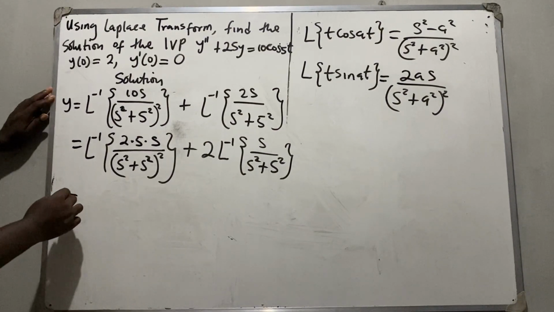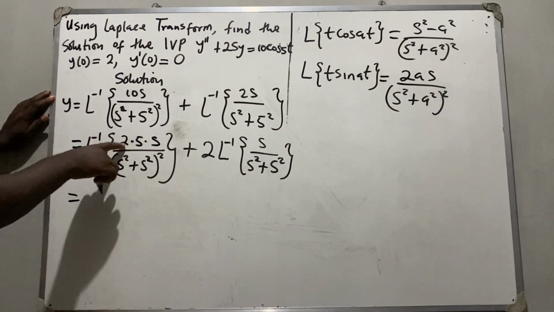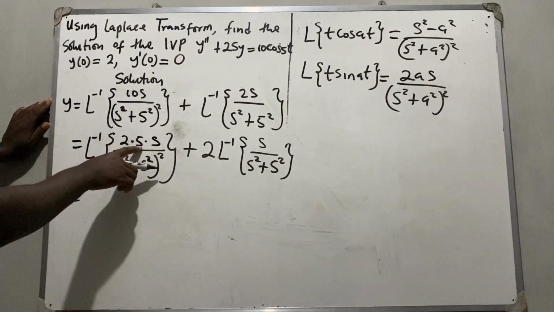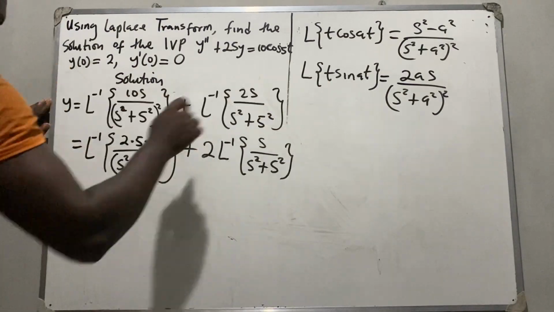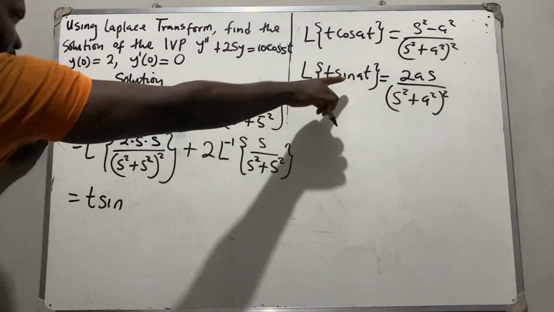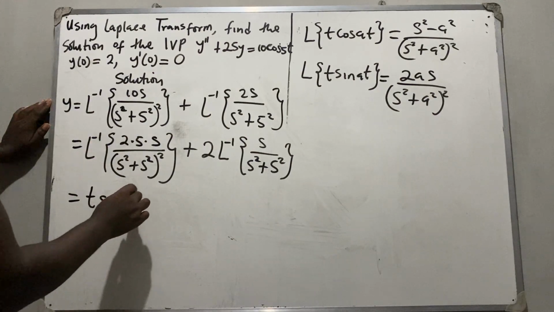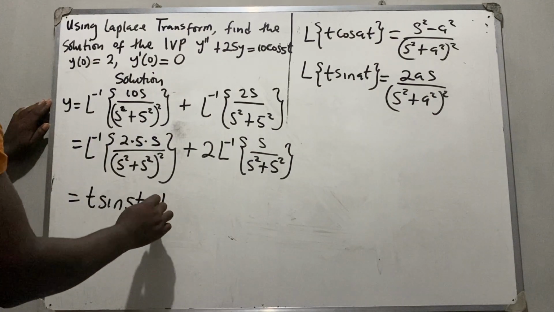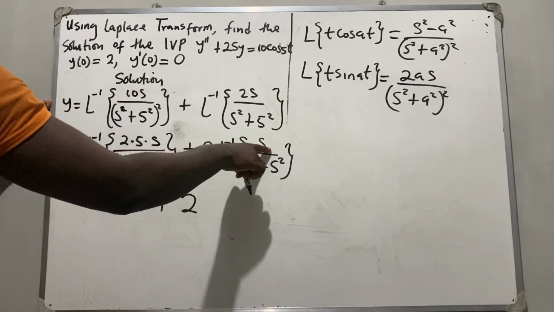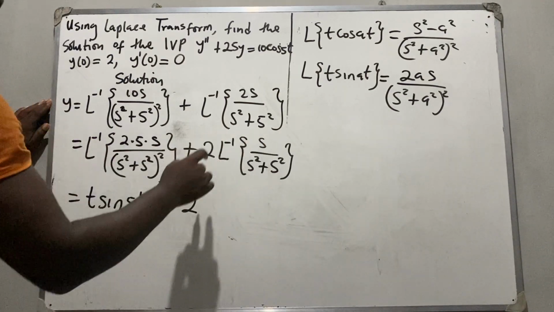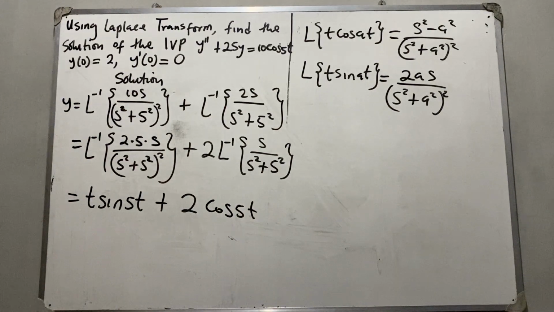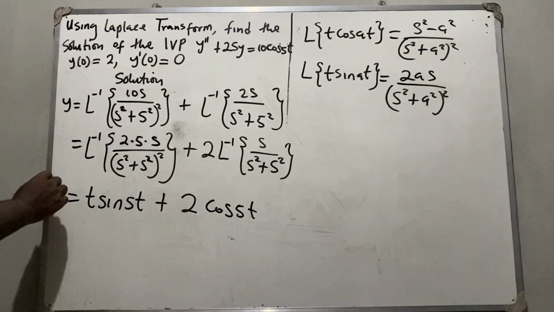And the final answer here is that 2 times a times s. So we're going to have that this is going to be t sine of a, which is 5t. Okay, then plus this one is 2 outside, and you know that cos is one that starts with s, so this one is going to be cos 5t. So that is that, and that is the solution to this initial value problem.